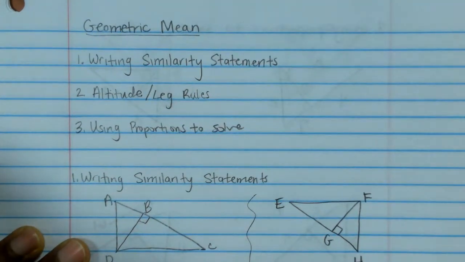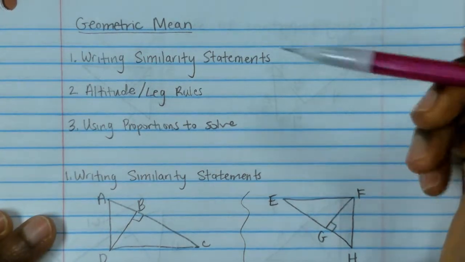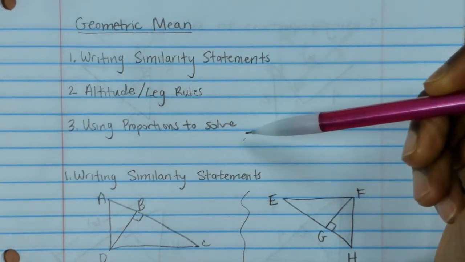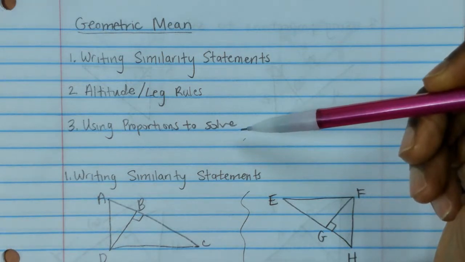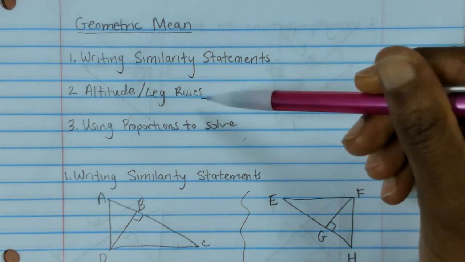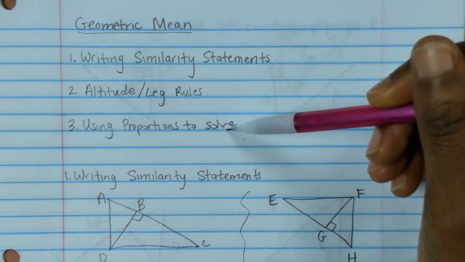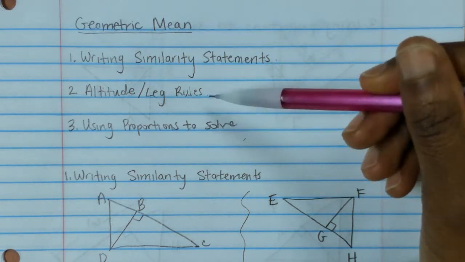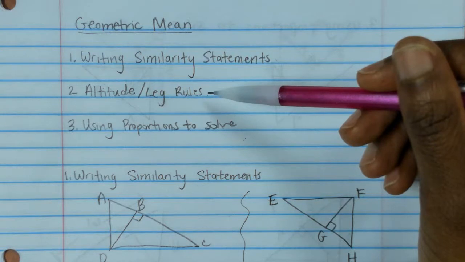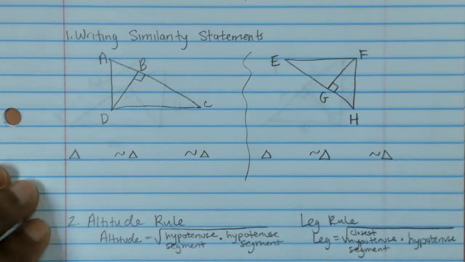Okay, this video is all about geometric mean, and so we'll be covering 3 things before we go through the 2 handouts that were assigned for practice. So writing similarity statements, because that's one part of the Math Excel, altitude and leg rules, and then using proportions to solve. So 2 and 3 are 2 different ways you can solve geometric mean problems. We'll go through the same 4 problems, solving it using the altitude and leg rules, and solving it using the proportions. So first, writing similarity statements, that's the first of the 3.